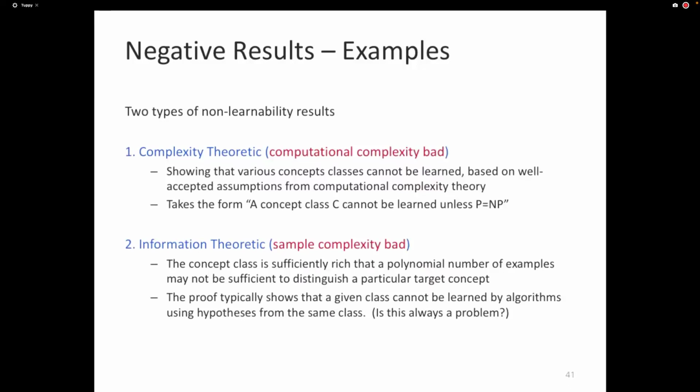The way to think about this is that the proof typically involves the statement that this class cannot be learned using functions if your learner searches only that set. Maybe it can search a larger set, and maybe it can learn a good approximation, but if it searches only that set, it cannot be learned. The example is, for example, all Boolean functions.